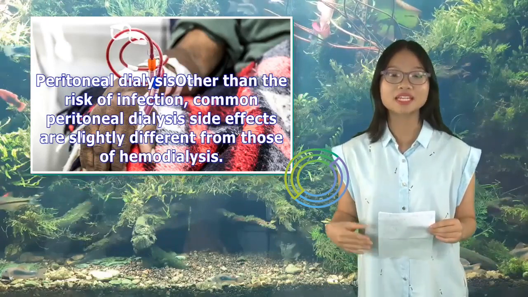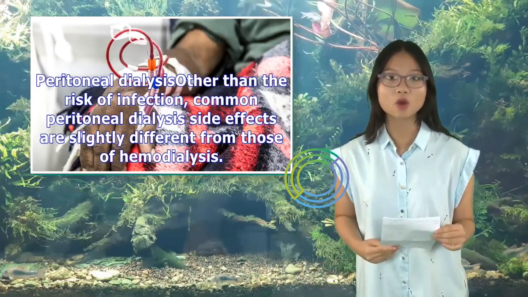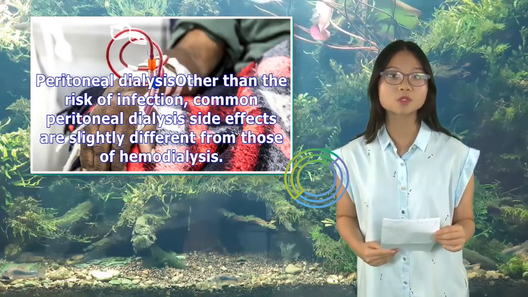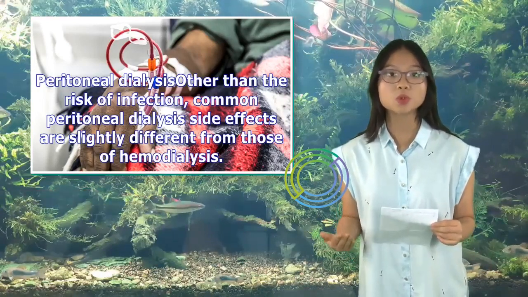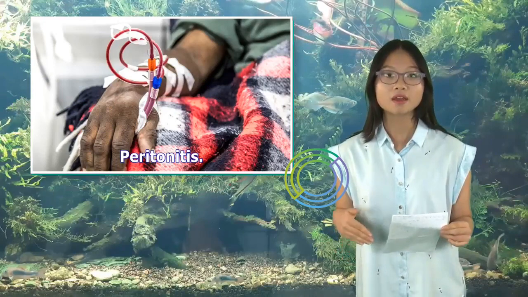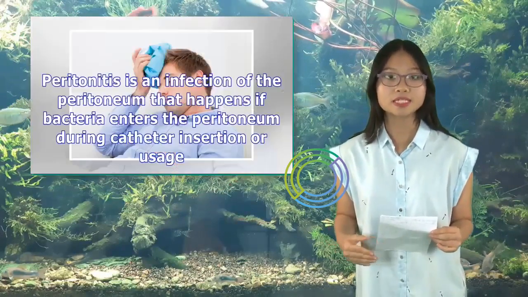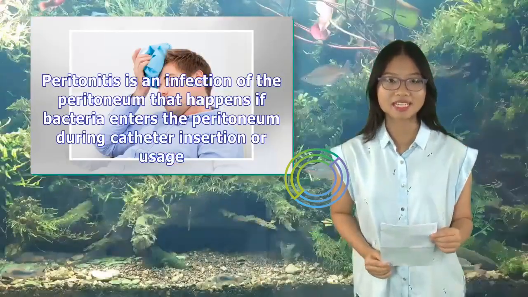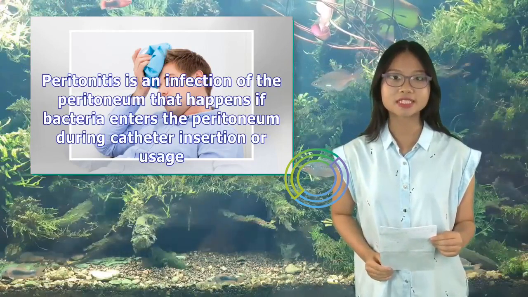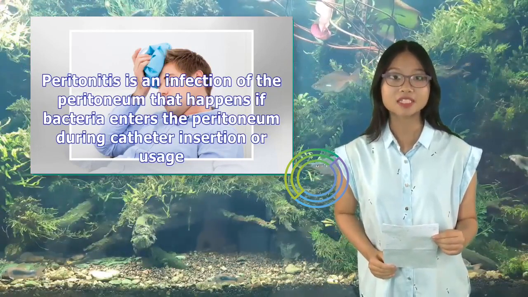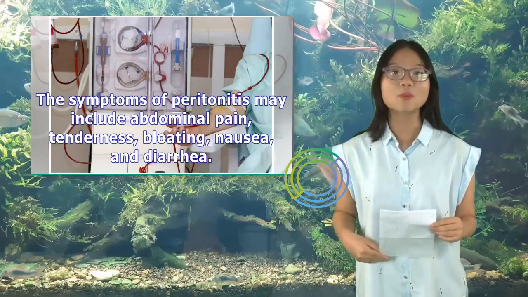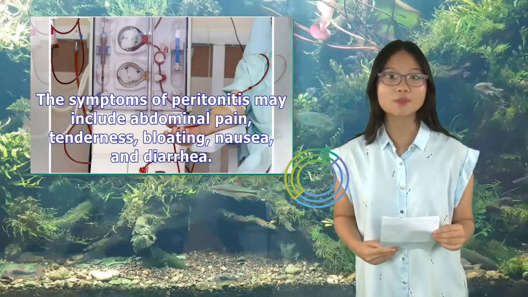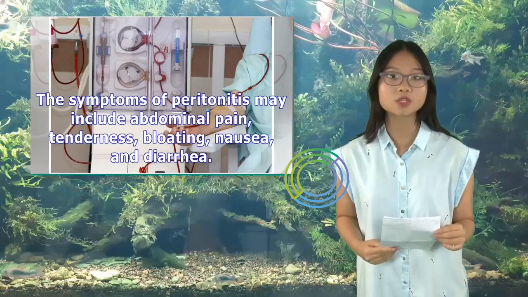Peritoneal dialysis. Other than the risk of infection, common peritoneal dialysis side effects are slightly different from those of hemodialysis. Peritonitis. Peritonitis is an infection of the peritoneum that happens if bacteria enter the peritoneum during catheter insertion or usage. The symptoms of peritonitis may include abdominal pain, tenderness, bloating, nausea, and diarrhea.